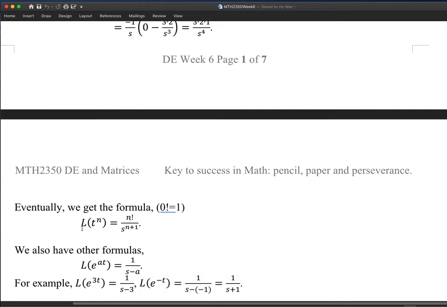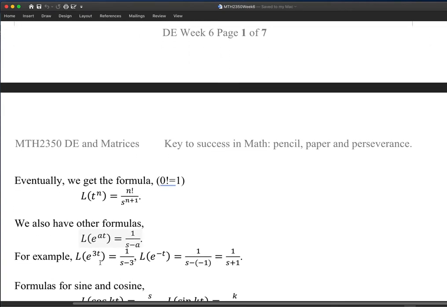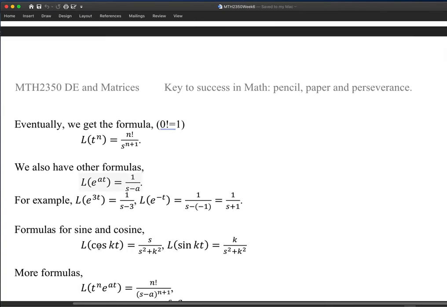So now we have the Laplace transforms of power functions and exponential functions, and also of trigonometric functions. But anyway, I'm going to skip the discussion of how we get the Laplace transform of sine and cosine. I'm just going to present the result here.